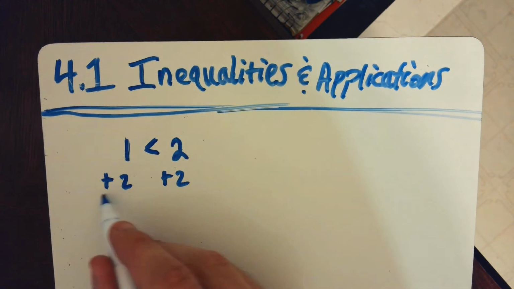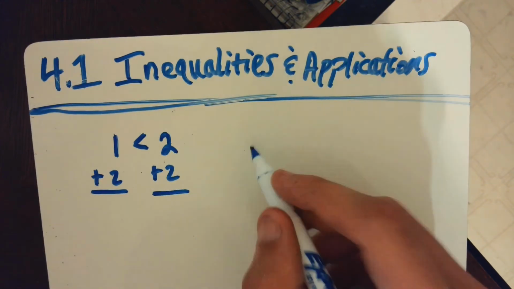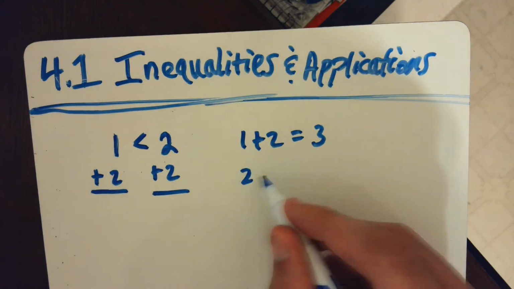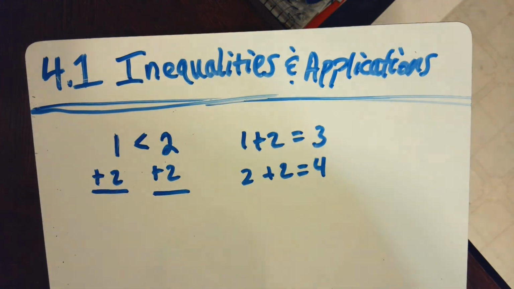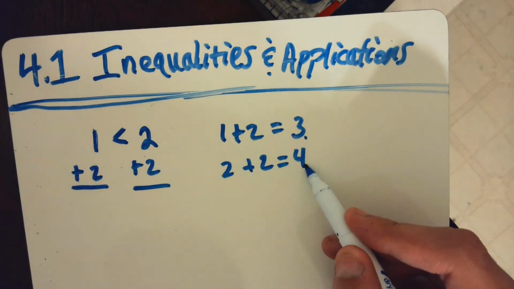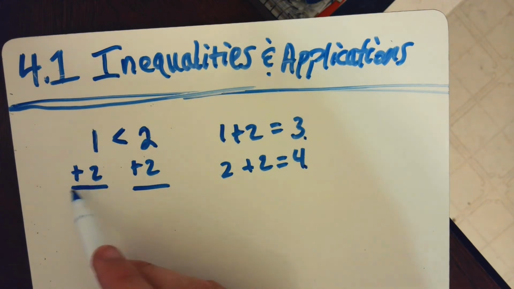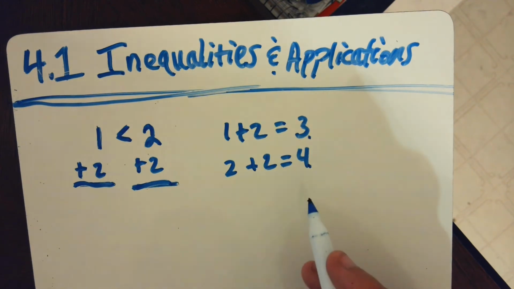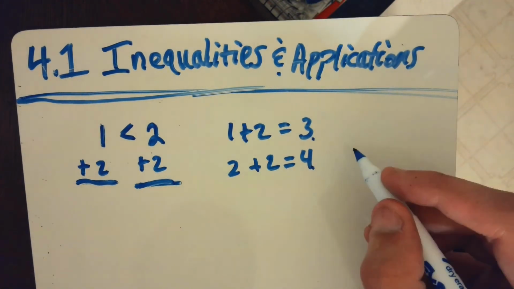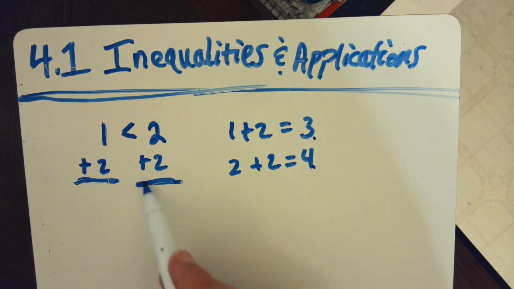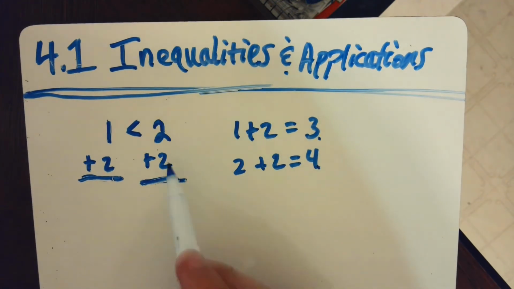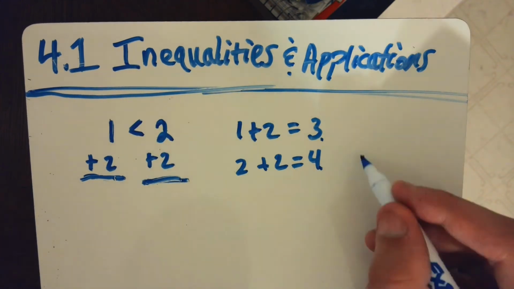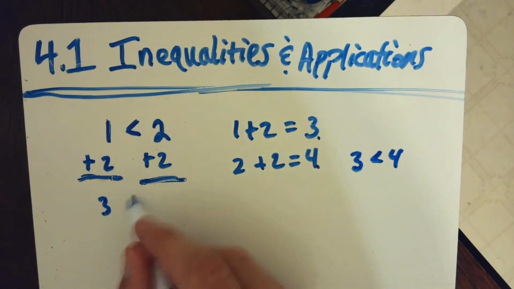Well, on the left-hand side, I'm going to get, so I'll do this somewhat formally, 1 plus 2 is 3. 2 plus 2 is 4. Well, is 3 less than 4? So if I take a number and I add it to both sides of the inequality, do I change the inequality? And the answer is no. So if I add a number to both sides of an inequality, that's perfectly legitimate. It does not affect the direction of the inequality. We still get 3 is less than 4.